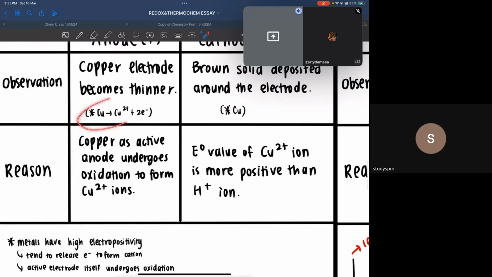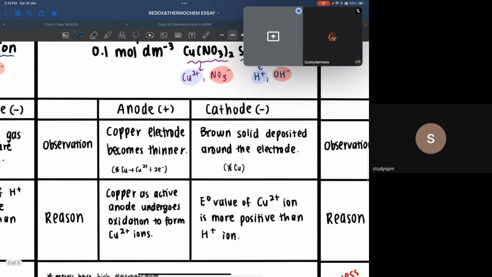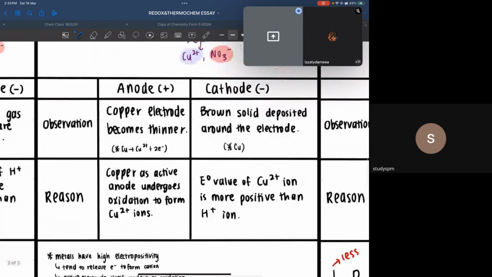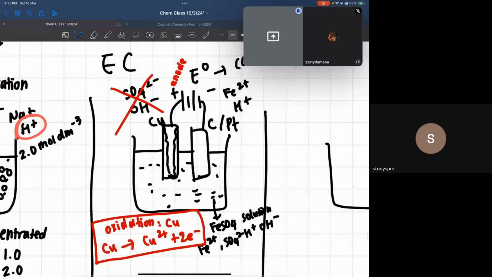Yang the small notes tu, is actually your own notes. They don't cut marks or tambah marks lah. If small notes like this, you can just write for your own. Okay, so if the observation they ask, copper electrode becomes thinner, the reason: copper is active anode and undergoes oxidation to form copper 2 ion. These notes, don't worry, okay? I already shared previously.